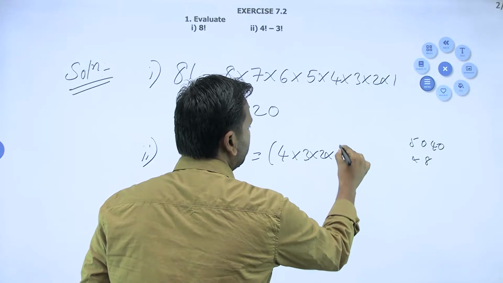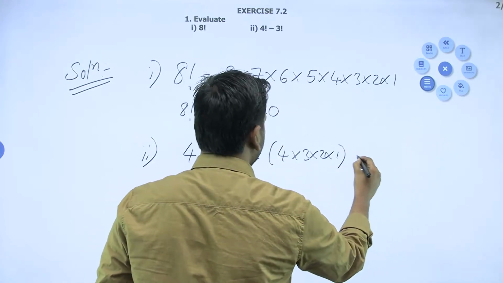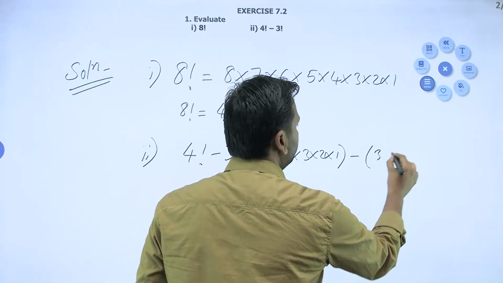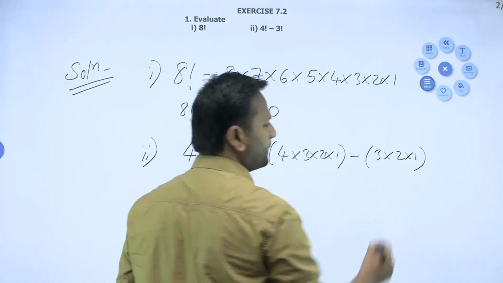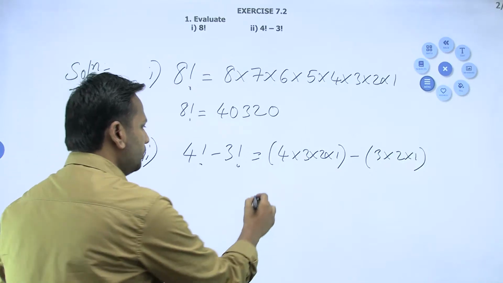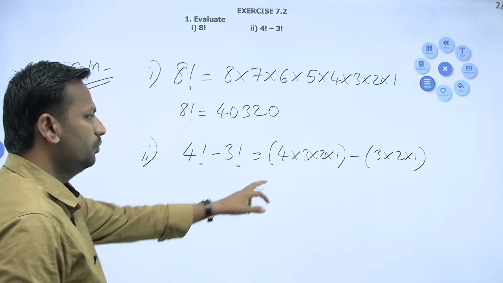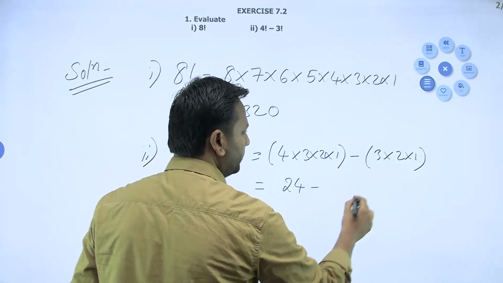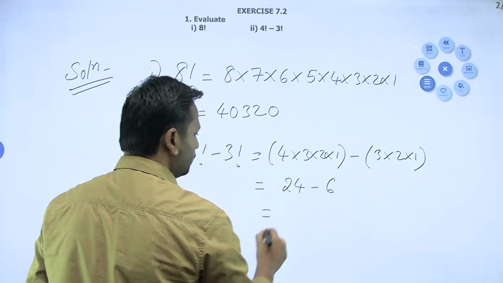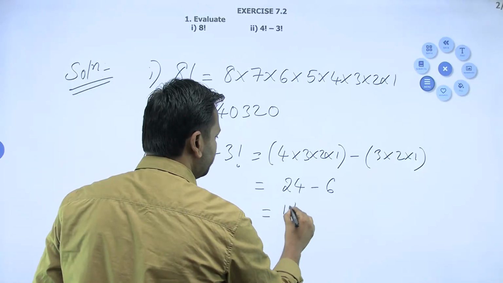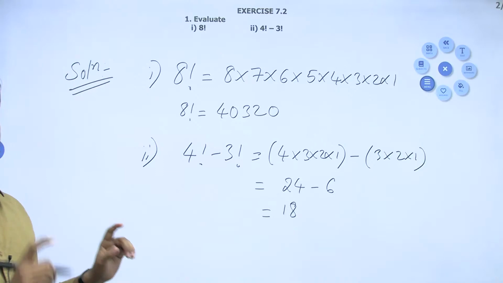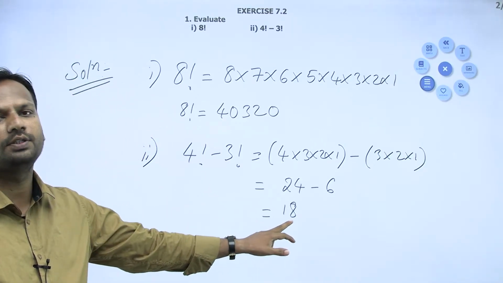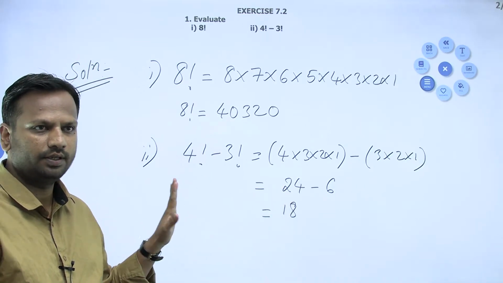4 into 3 into 2 into 1. Got it? Minus, write down minus as it is. 3 factorial, how do you express it? 3 into 2 into 1. Yes or no? So what happens now? What is 4 into 3 into 2 into 1? It's 24. 24 minus 3 into 2, which is 6. So 24 minus 6 will be what here? 18. So 4 factorial minus 3 factorial is not 1 factorial. It is 18. Got it now? Understood this?